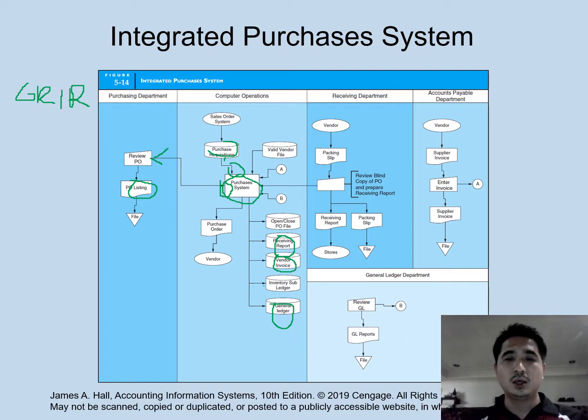Same goes with the GL. Okay, from here, I think the arrow should go here. You can see in the cash disbursement that the arrows are more appropriate.